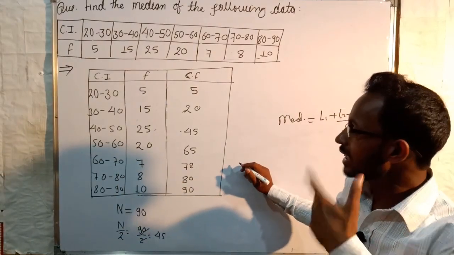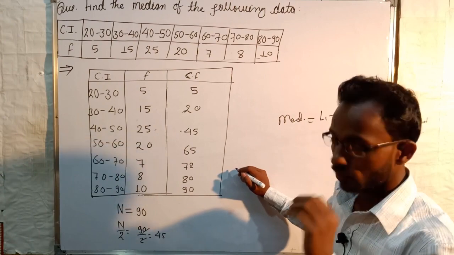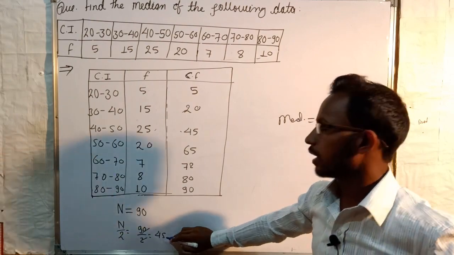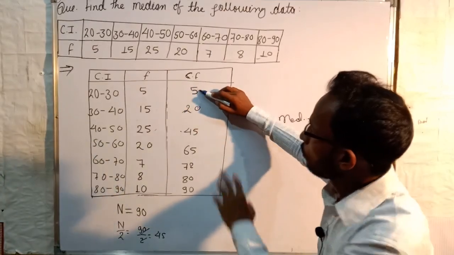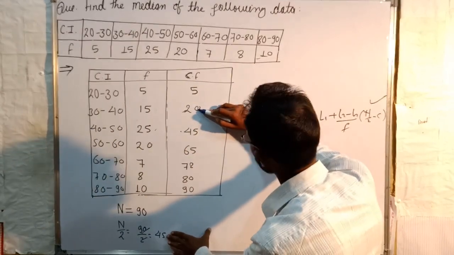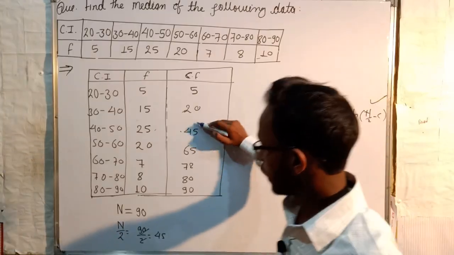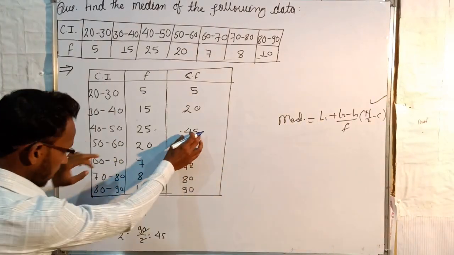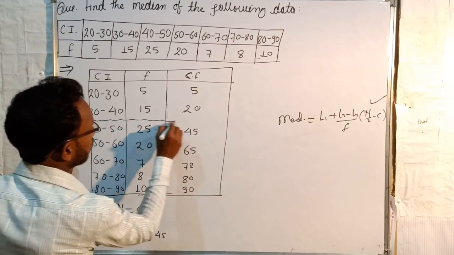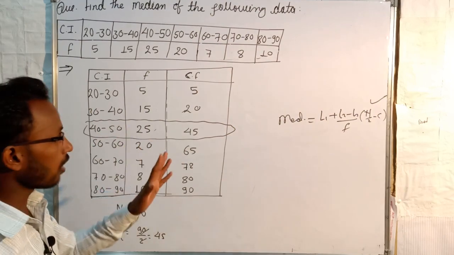Now you will have to see where 45 is in the cumulative frequency column. Before which class interval will this 45 come, at minimum? You can see that before 5 we cannot find 45, before 20 we cannot find 45, but at 45 we can find 45. Here in the given data is 45, so you will have to mark this row. Now you can find all the data.